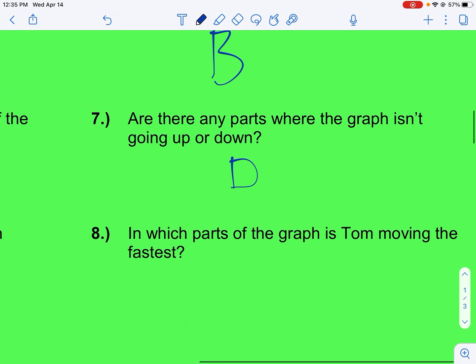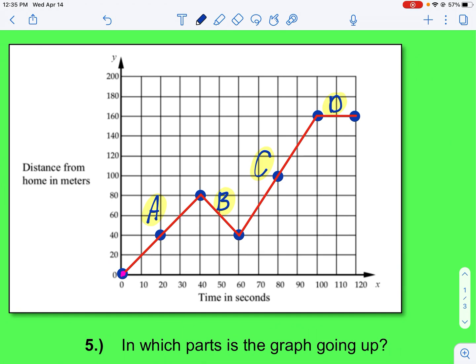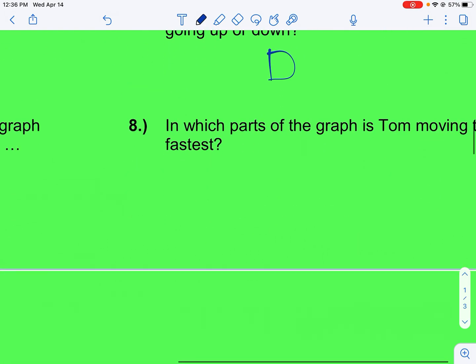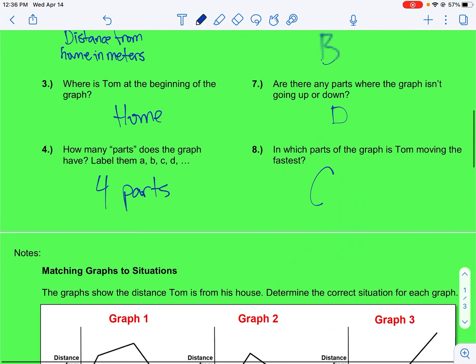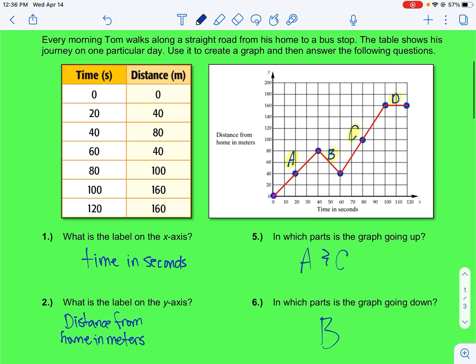In which parts of the graph is Tom moving the fastest? I would say A and B look to be the same. It's just A is the longer distance. And I would say C looks to be faster to me because that line is steeper. So hopefully that helps us understand the importance of looking at the labels in our graph.